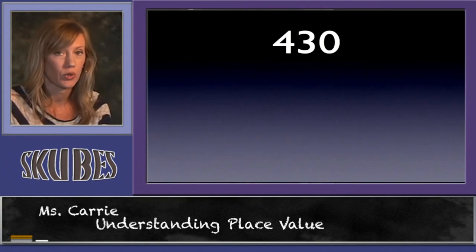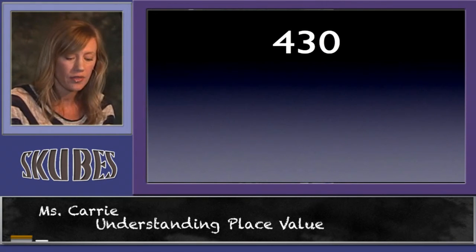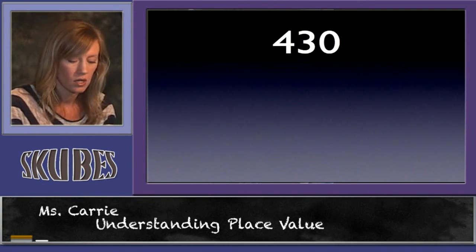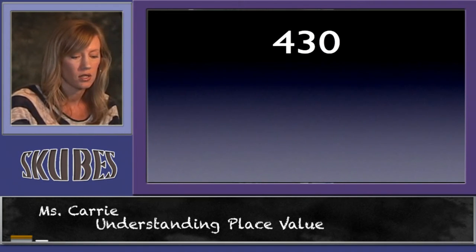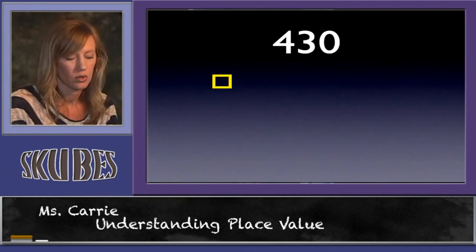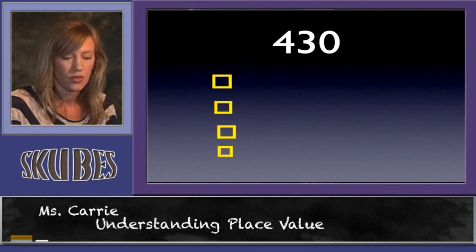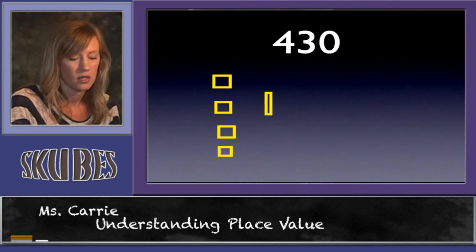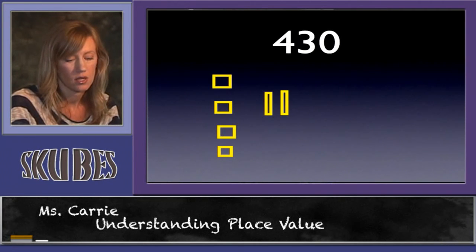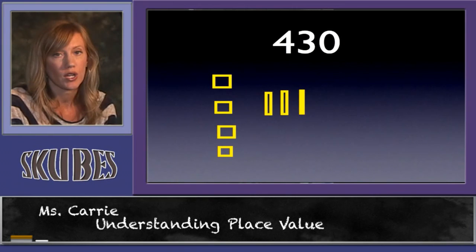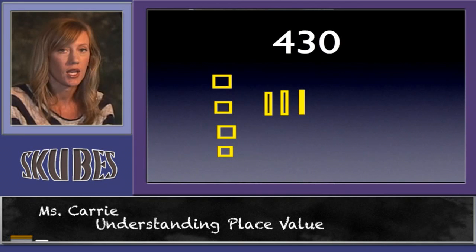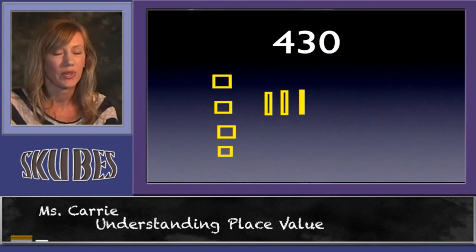Let's do one more number, 430. We know that there are going to be 4 hundreds because the 4 is in the hundreds place. 100, 200, 300, 400. 3 tens because the 3 is in the tens place. 10, 20, 30, and we don't have to draw any ones because there's a 0 in the ones place. That makes 430. That concludes our lesson today on place value.